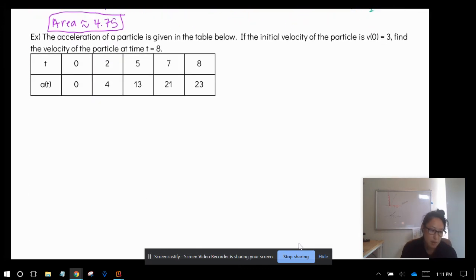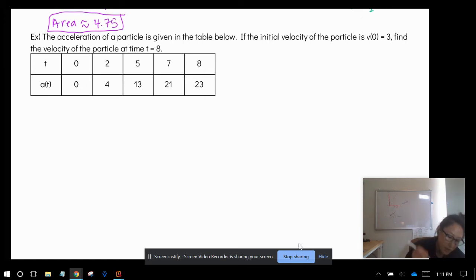Okay, last one. We're going to find the acceleration of the particle. So the acceleration of the particle is given. If the initial velocity of the particle is v of 0 is equal to 3, we're going to find the velocity at time t equal to 8.